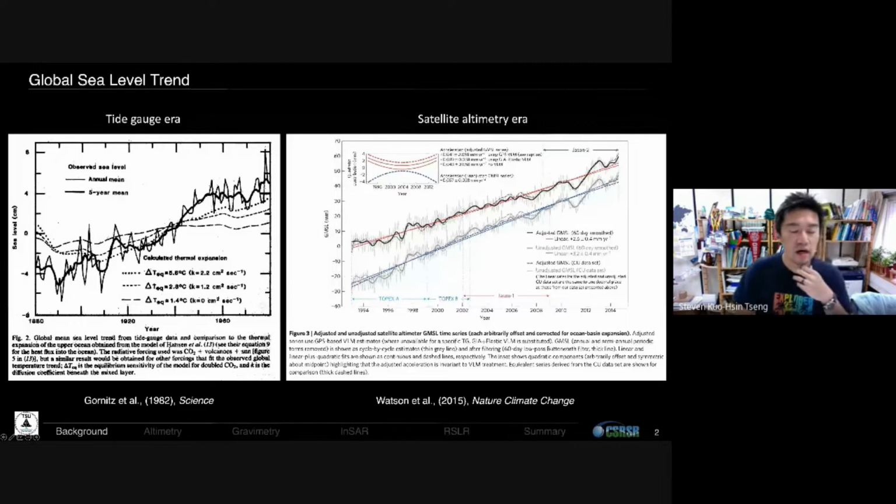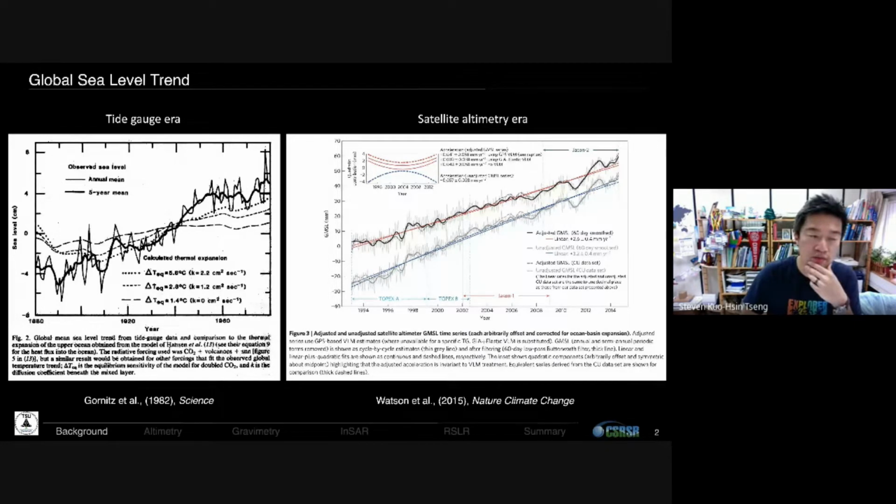Okay, it's all right. So the left panel, the left figure, is the sea level record dating back some 140 years ago, since the 1880s. You can see that since there have been tide gauges, people have tried to track the sea level change. Basically, maintaining a tide gauge is quite difficult.